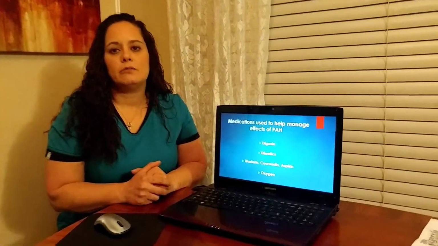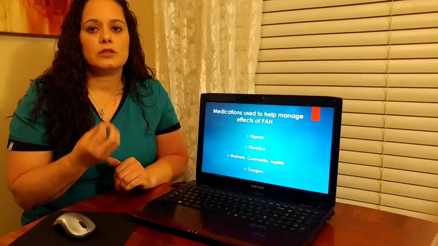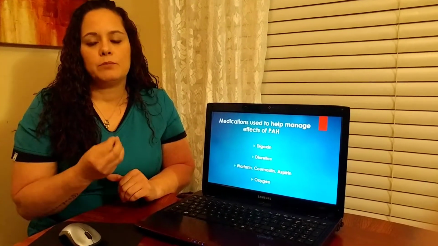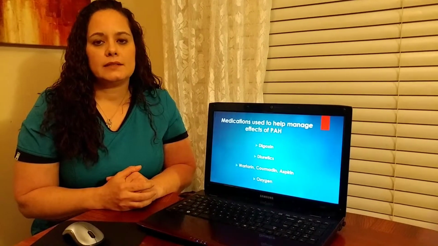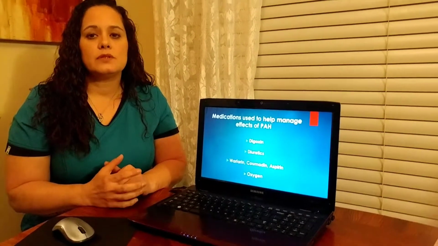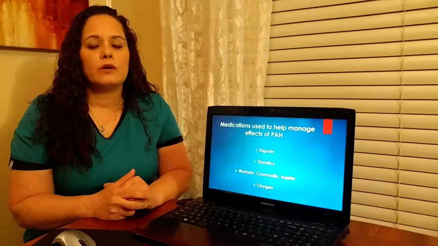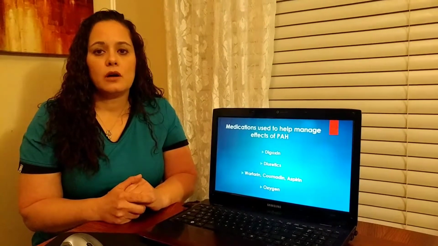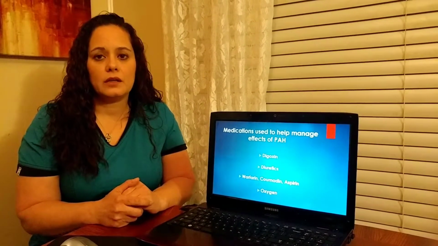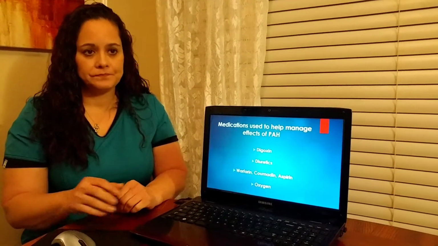Some medications that help manage the effects of PAH include digoxin, which helps the heart contract better and pump more effectively. Diuretics like Lasix and Aldactone help to reduce the extra fluid in the body, which reduces fluid around the heart and helps the heart not work so hard. Warfarin, Coumadin, and aspirin are all blood thinners and help prevent clotting. And then, of course, there's oxygen to help with hypoxia.